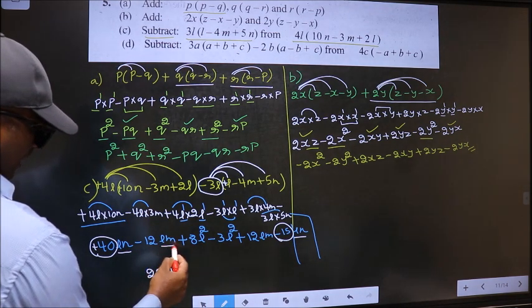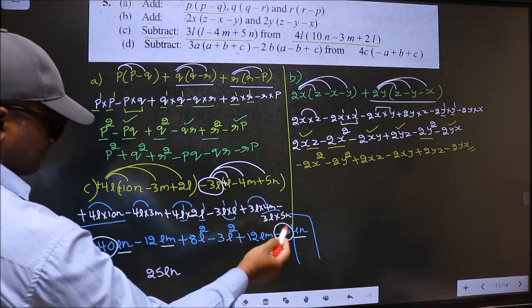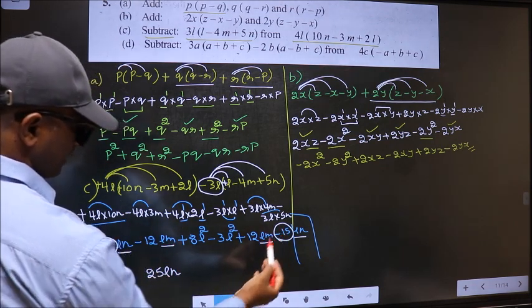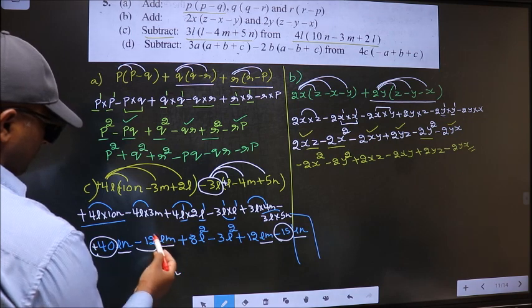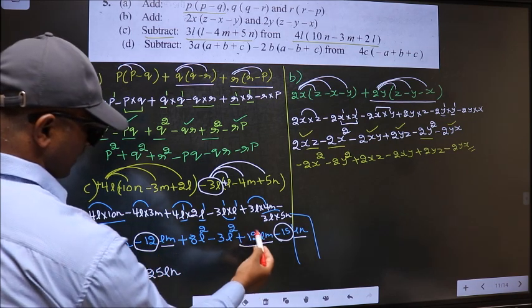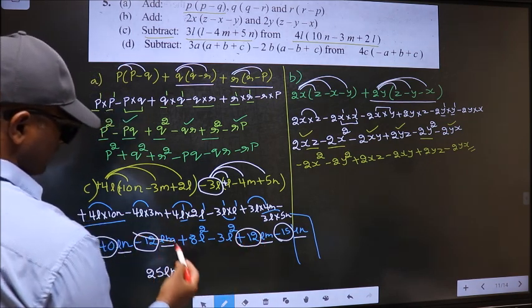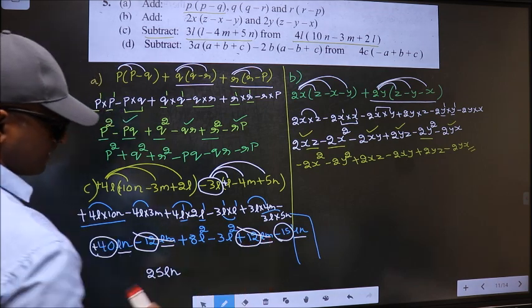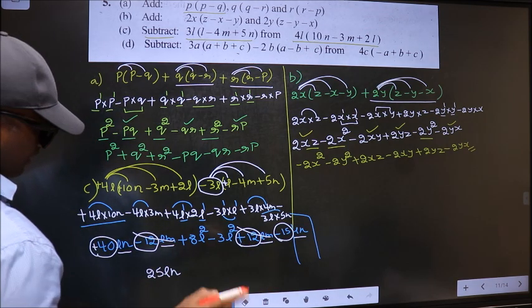Next, LM term. Do we have LM term anywhere else? Yes, here. Now look at the numbers before them. Minus 12 plus 12. So minus 12 LM plus 12 LM cancel out.